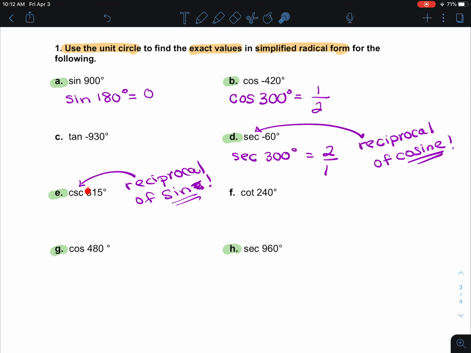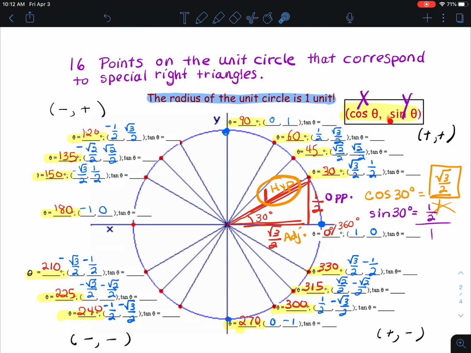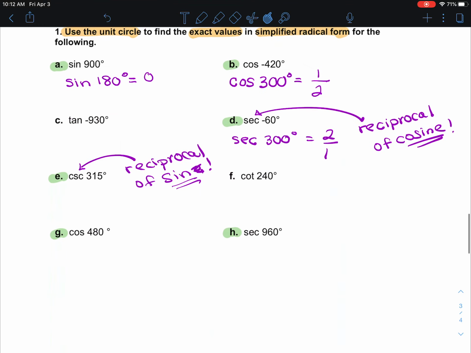Now, 315 is something I can already see in the circle. So I want to go to 315 degrees. I'm looking for the sine value at 315 degrees. Now remember, we said sine up here is the y-coordinate. So you go to 315 and grab the y-coordinate, which is negative square root of 2 over 2.